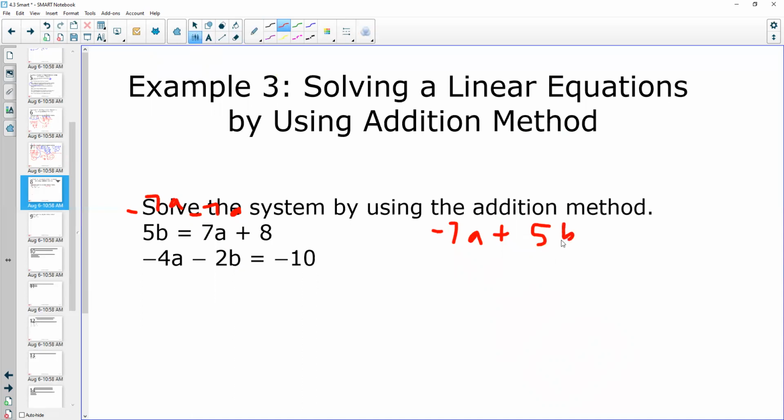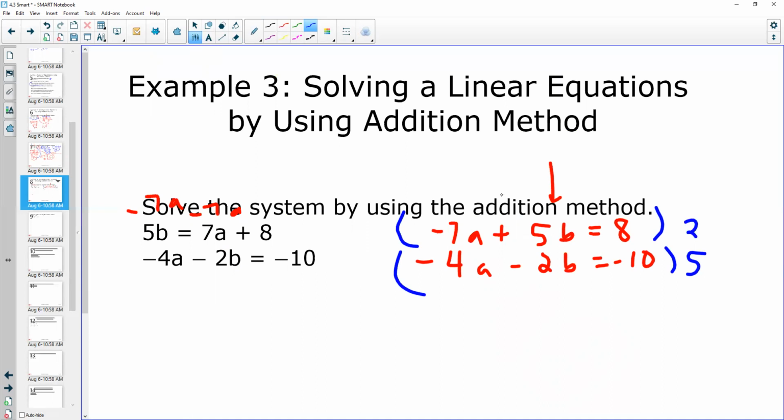Plus 5b equals 8. And then I have the bottom one, -4a minus 2b equals -10. And then you get to decide what you're going to get rid of. I usually look for where the signs are different. So I'm going to get rid of b's. And the way I'm going to do it is I'm going to multiply by each other. I'm going to multiply the top one by 2 and the bottom one by 5.